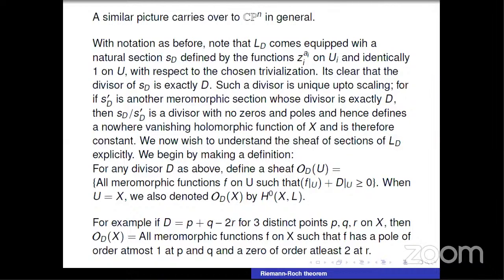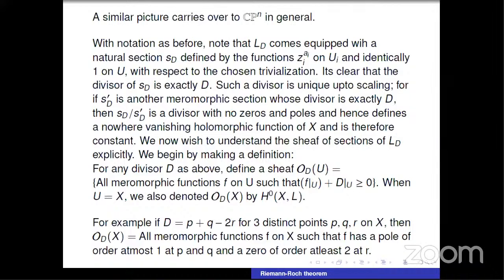P and Q, remember, occur with positive sign, with coefficient 1. So you can at most have a pole of order 1 at P and Q, so that when you add the divisor of F to D, the coefficient of P still stays non-negative. If you have a pole of order 2 at P, then when you take D plus the divisor of F, you will have a negative coefficient for P.